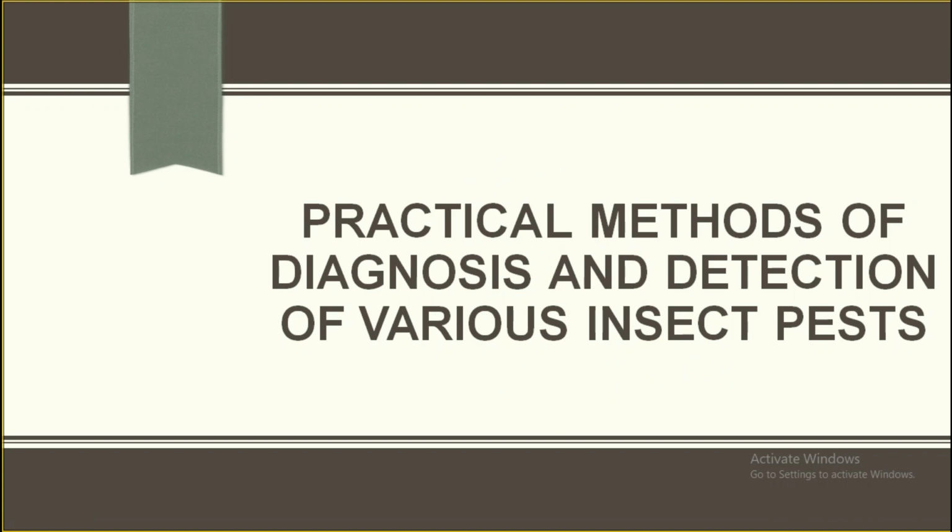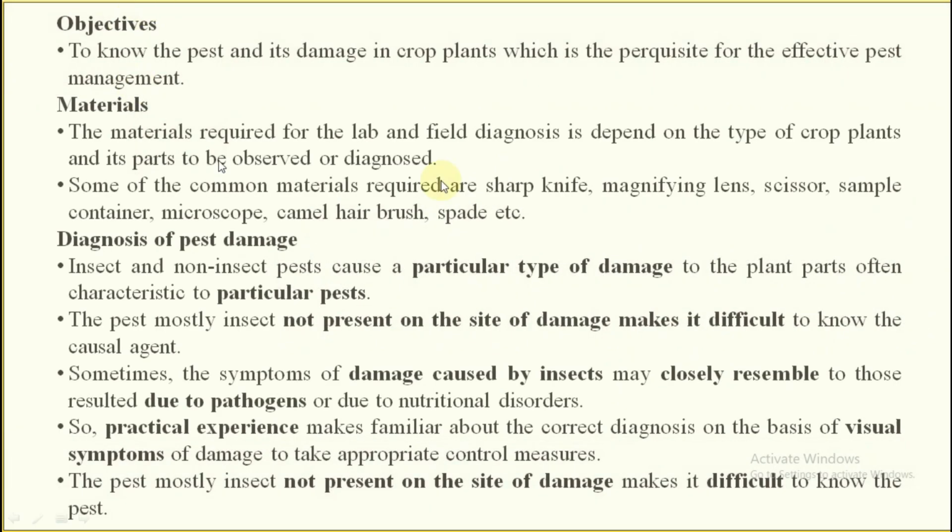Okay, so you see the objective is to know the pest and its damage in crop plant, which is a prerequisite for effective pest management. That means suppose you want to manage a pest, you want to recommend an effective method for pest management. What are the things you should know? That is which crop, the crop is in which stage, which pest, the pest is in which stage, and which method should be applied.